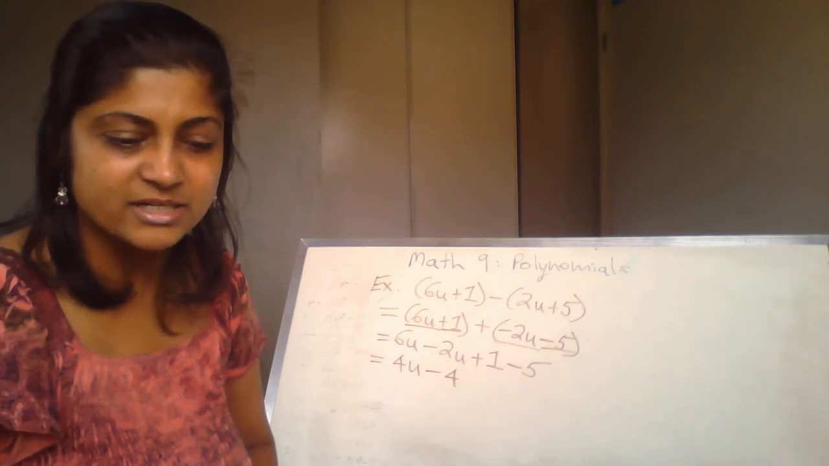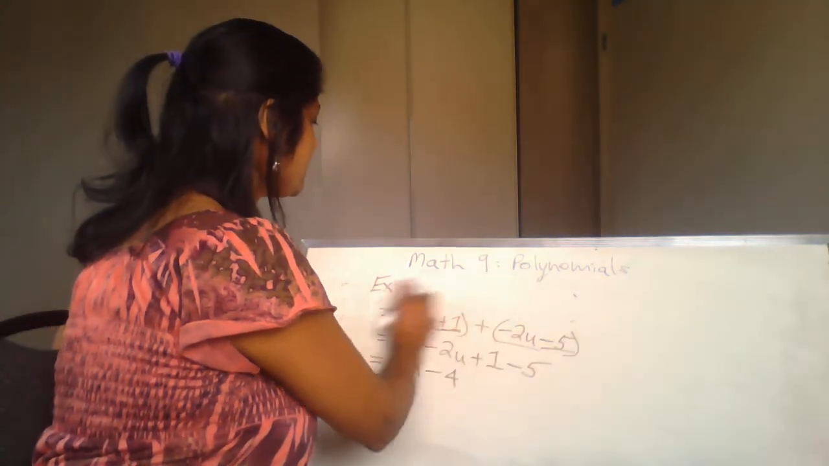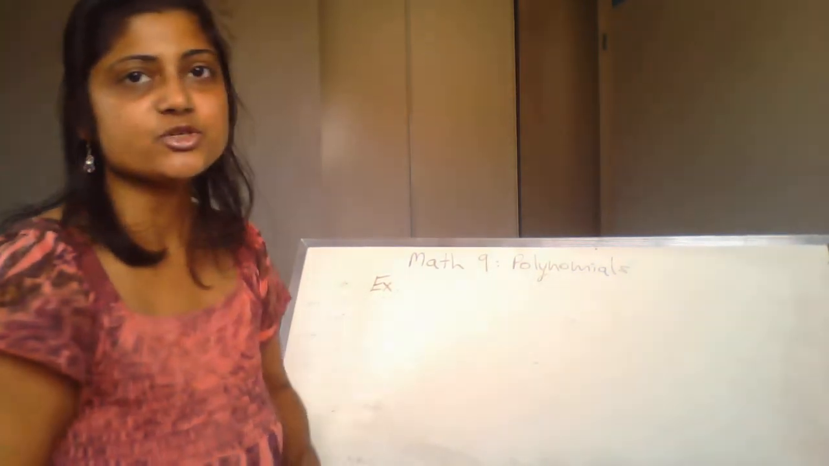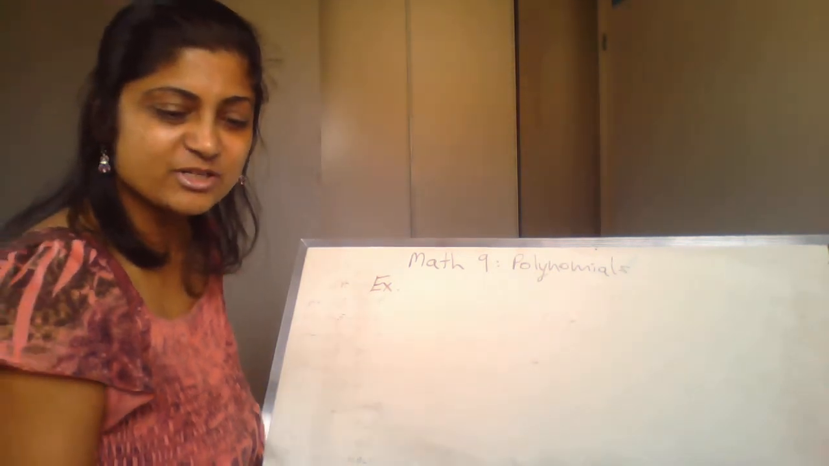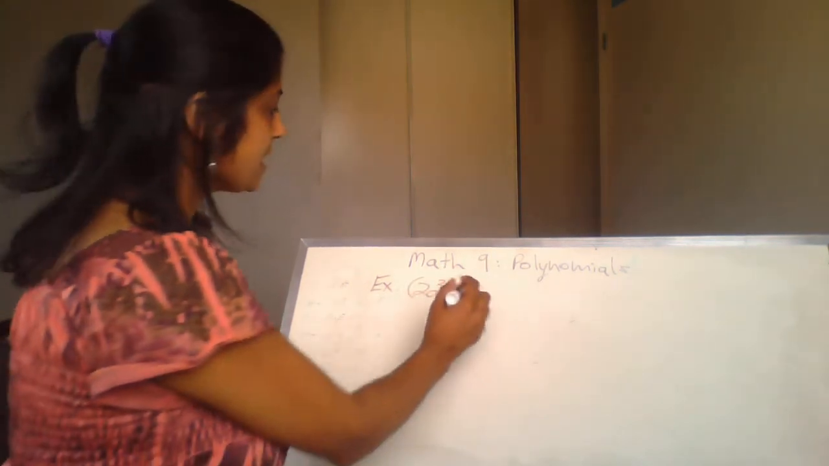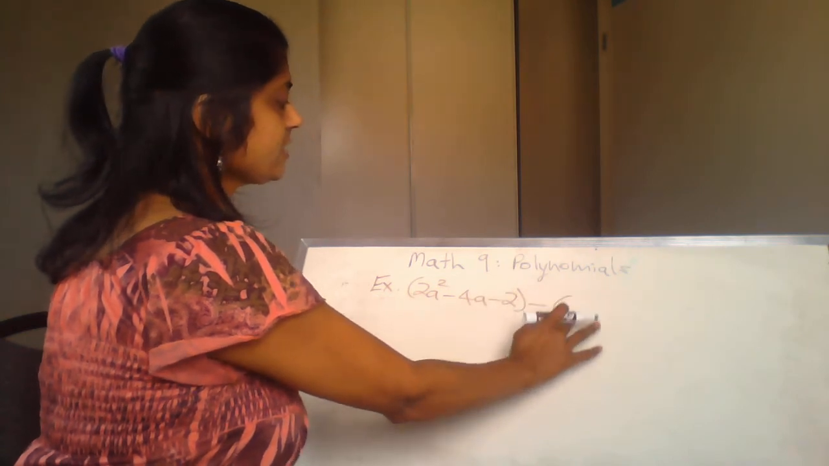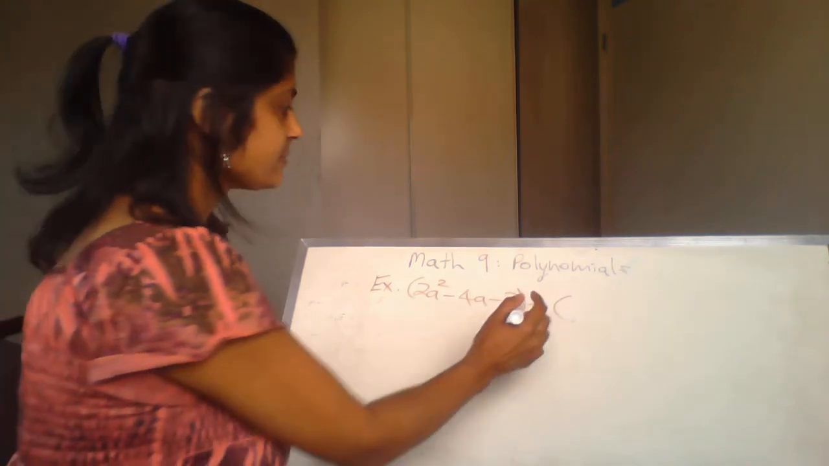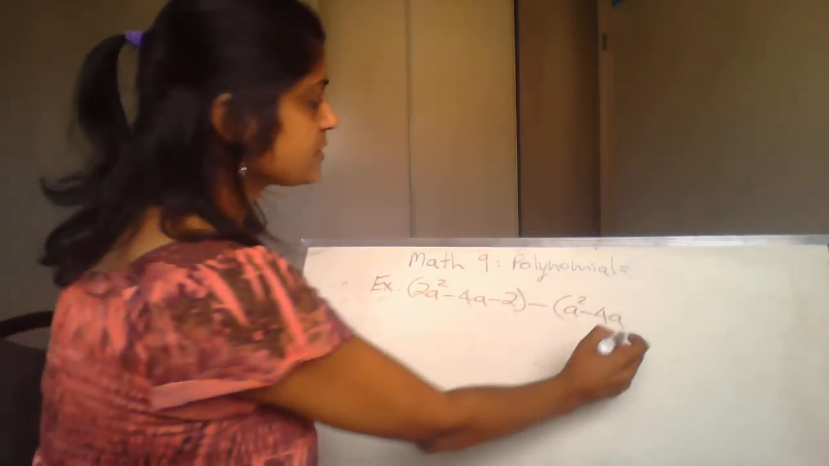Okay, so with that, let's try an example that is a little bit longer, okay? And this time it's going to be a trinomial, so one more time. A trinomial means I have 3 terms within the brackets, okay? So we're going to try this one. So 2a squared, okay, minus 4a minus 2. Okay, and we're going to still subtract, okay, the 2 polynomials here. So a squared minus 4a, okay, plus 2.